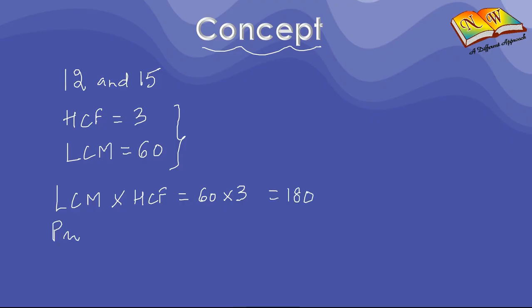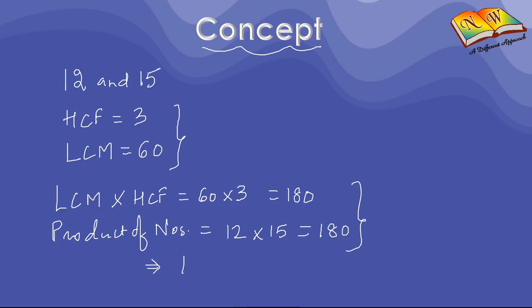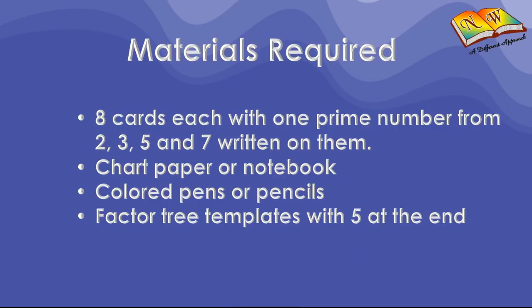And if you see the product of the numbers which are taken up, the numbers were 12 and 15. When you multiply them, you obtain the same result, that is 180. Therefore, we have the property that LCM times HCF of any two numbers is always equal to the product of numbers. To perform this activity, we require the following material.